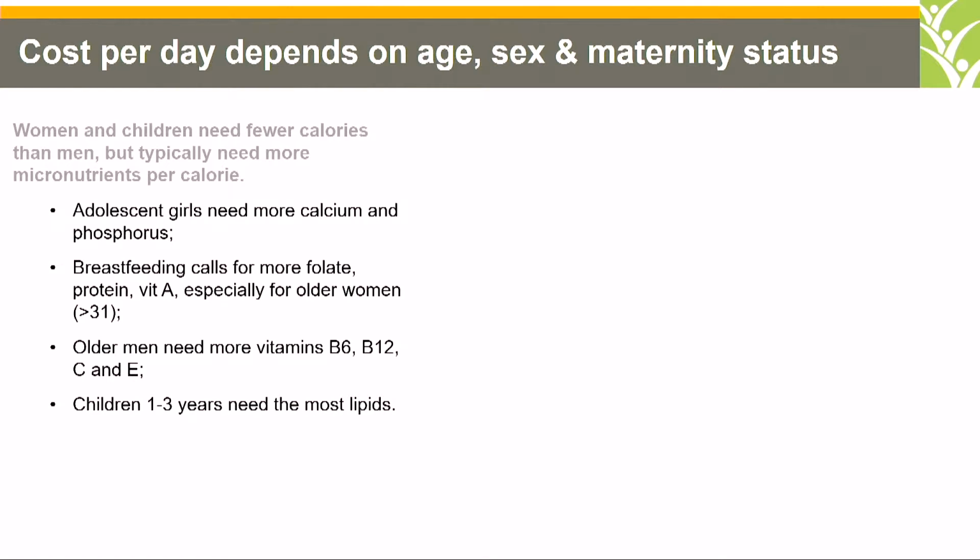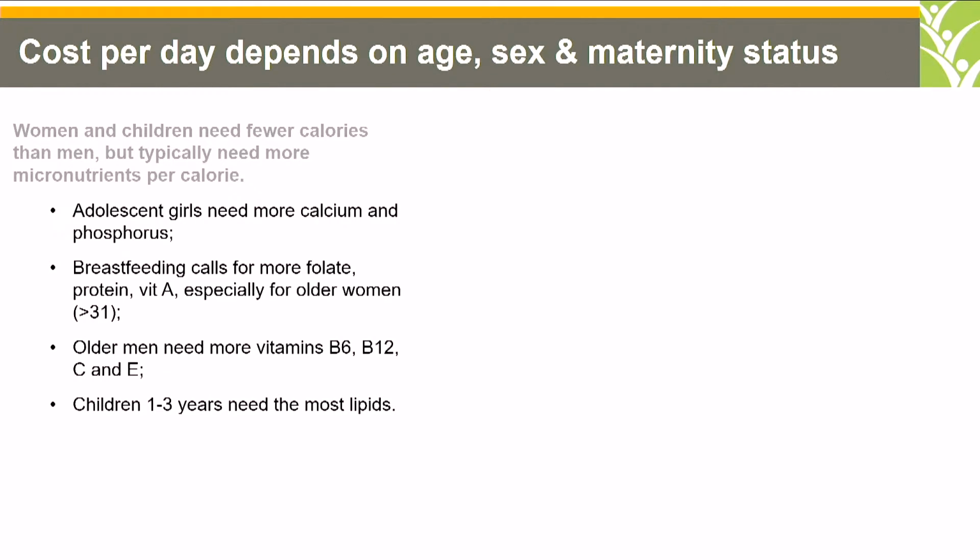So women and children typically need fewer calories per day, but they need a more nutrient-dense diet for certain nutrients. So that means they need more micronutrients per calorie. For example, adolescent girls need more calcium and phosphorus. Breastfeeding women need more folate, protein, vitamin A, as you saw, and especially when they're breastfeeding after age 31, which is considered an older breastfeeding woman.